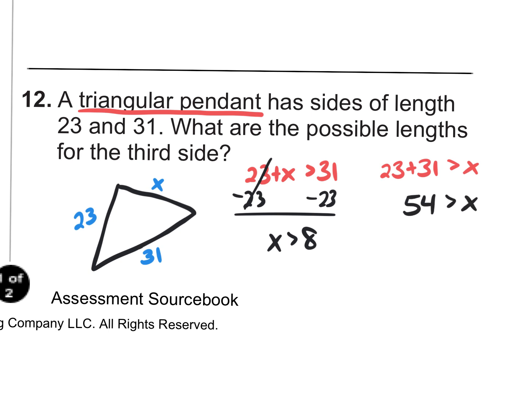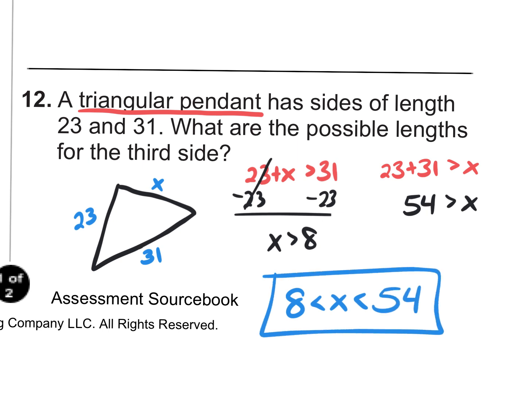Okay. What happened a lot is that a lot of us left our answers in this form. What do we need to write our answer as? Compound inequality, okay? You are always going to write your compound inequalities from least to greatest. Never write it from greatest to least, okay? So what is the least value of our compound inequality? 8 is less than x, which is less than 54. This is your range for what that side could possibly be.